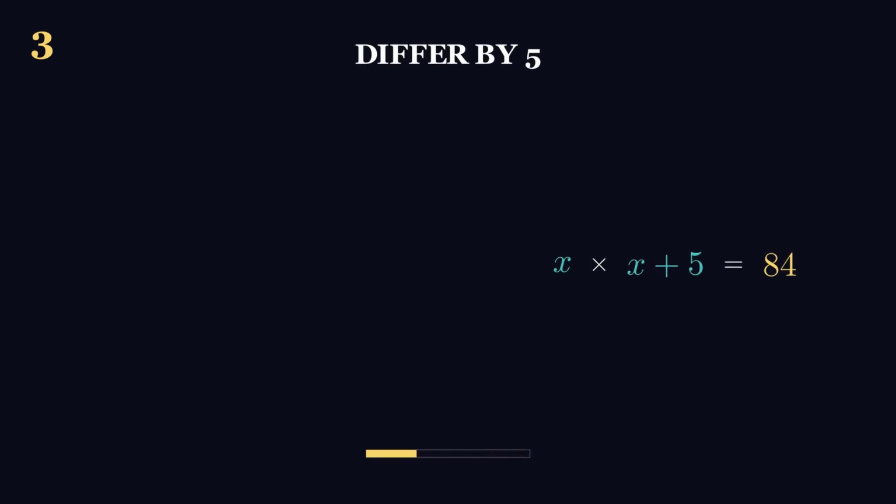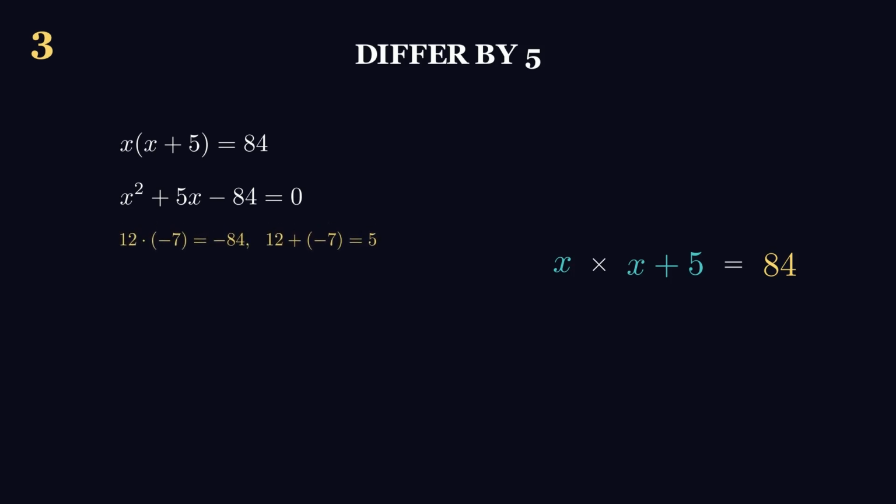Two numbers differ by 5, and their product is 84. Find them. Let the smaller be x, so the bigger is x plus 5. Product. X times the quantity x plus 5 equals 84. X squared plus 5x minus 84 equals 0. Factor. Multiply to negative 84, add to 5. 12 and negative 7. So, x plus 12 times x minus 7. The positive answer is x equals 7, and 7 plus 5 is 12. 7 and 12.